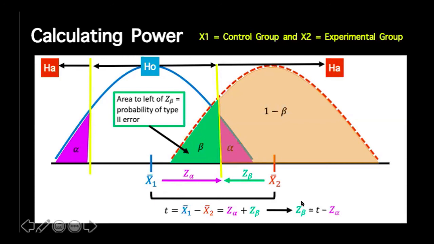So both of these together, we can basically find what Z beta should be, because we already know what Z alpha is based off of our alpha level that we set, right? Z beta is less commonly known. So to find that, all we need is the mean difference, or T, minus the alpha that we've chosen to work with, okay?